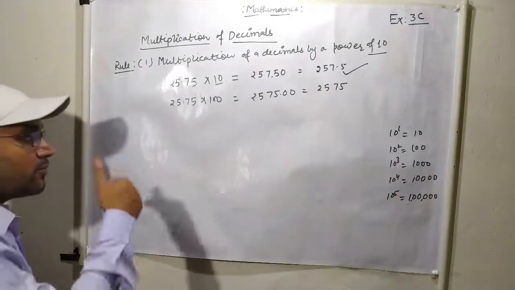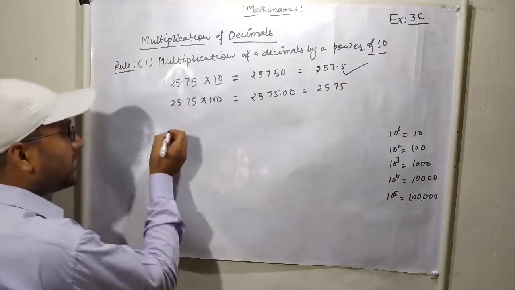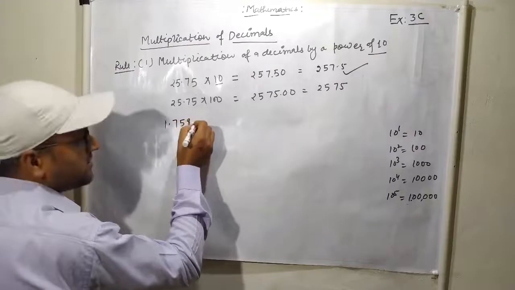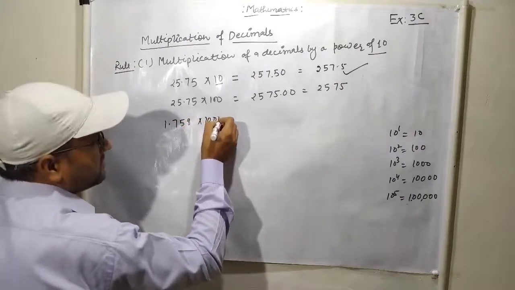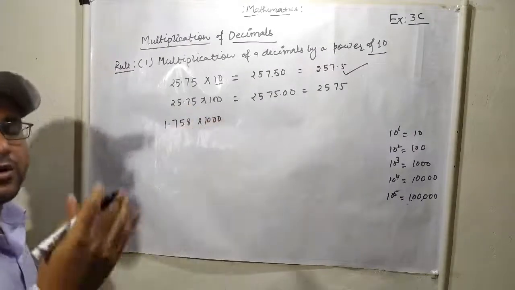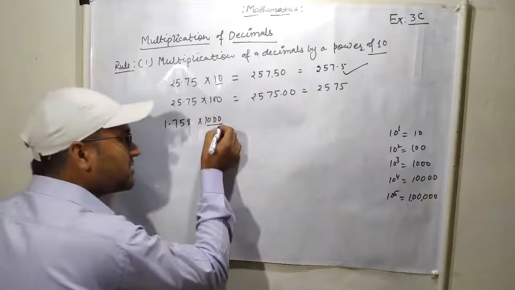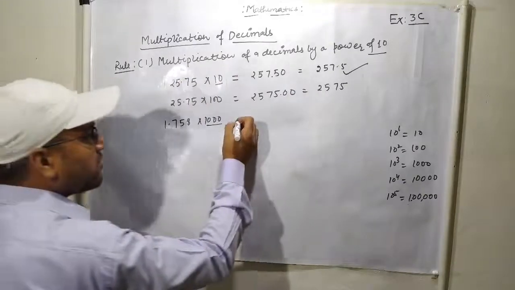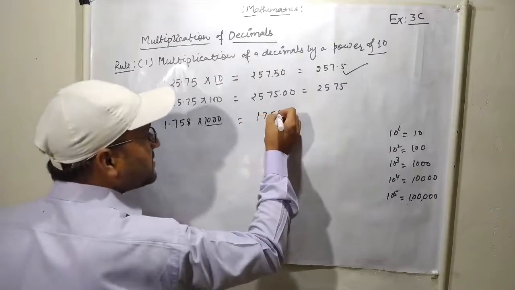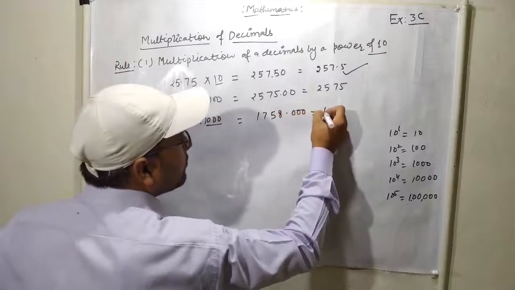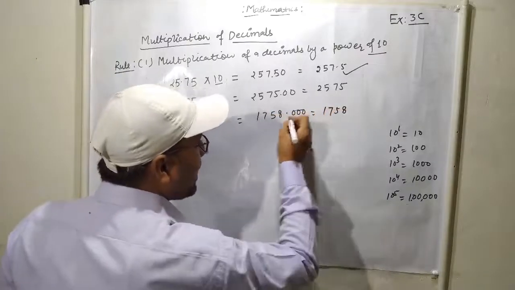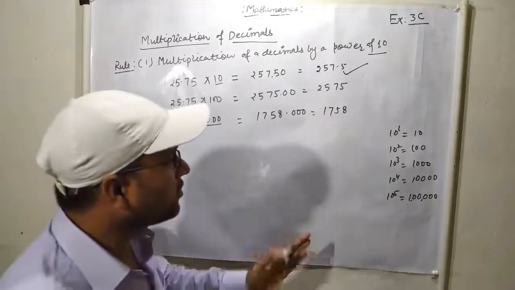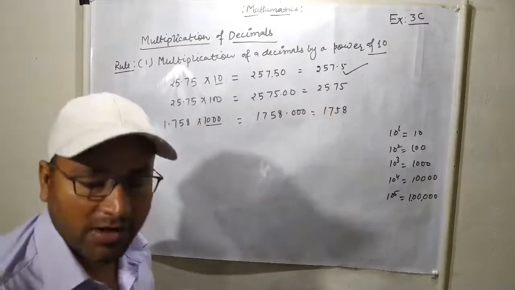And if you multiply any decimal number by 1000, suppose 1.758, then your decimal point shifts 3 places to the right, because there are three zeros in 1000. So your answer is 1758.00 or 1758. After the point, if only zeros are there, you can remove them and write the integral part only.